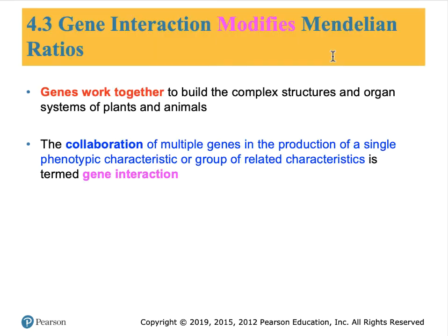The third section of the chapter goes back to looking at Mendelian genetics, but now it's looking for deviations from the ratios that Mendel obtained. For most of our characteristics, a single gene is not responsible, but a symphony of genes and their products is what allows us to produce those characteristics.